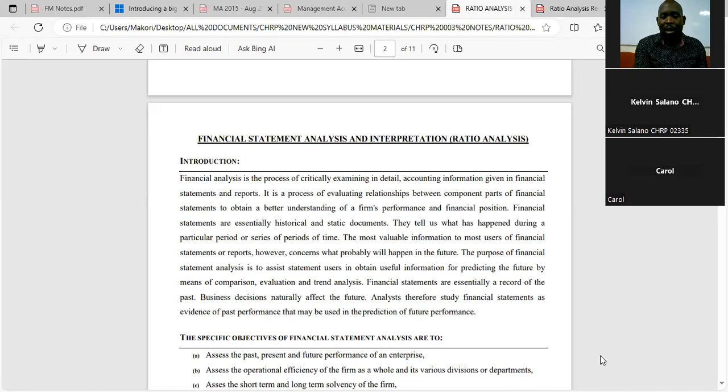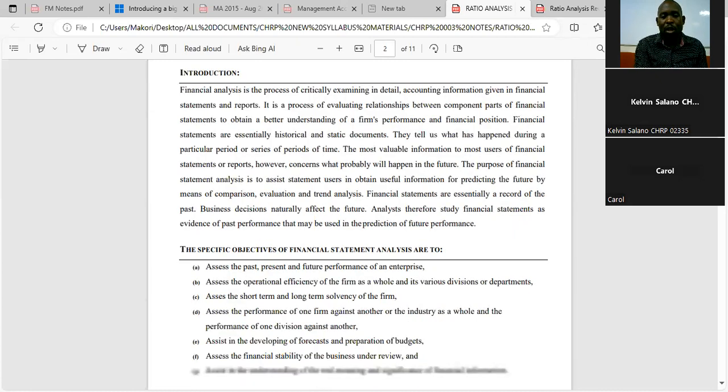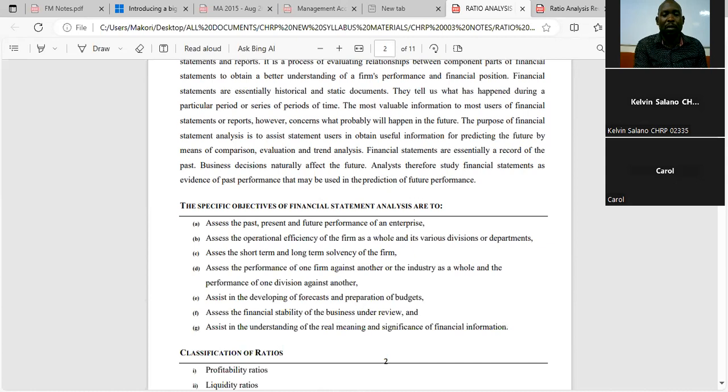So that is it. Let me take you through the objectives of financial statement analysis. Why do we need to do financial statement analysis? Why do we need to calculate the ratios? Number one, we assess the past, present, and future performance of an enterprise through the ratios. For some ratios we normally use the current value divided by the previous value, and then you can get the trend about the business.